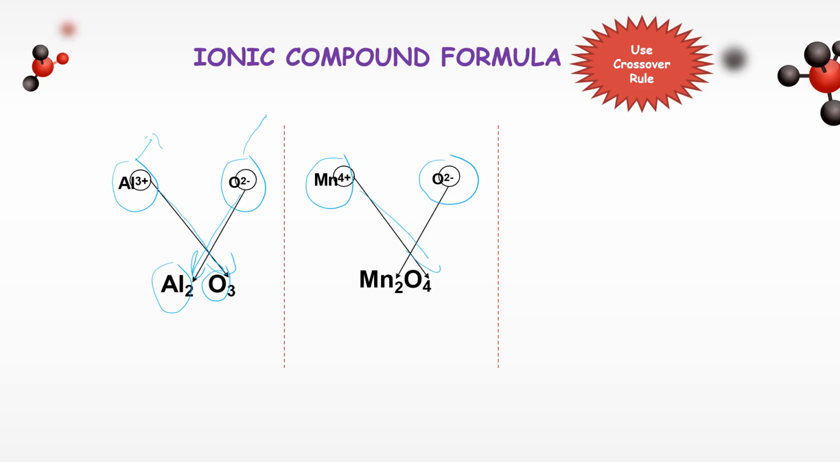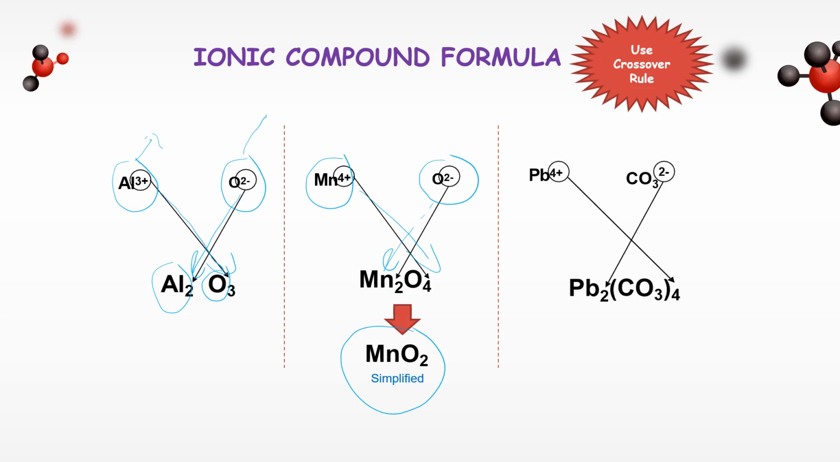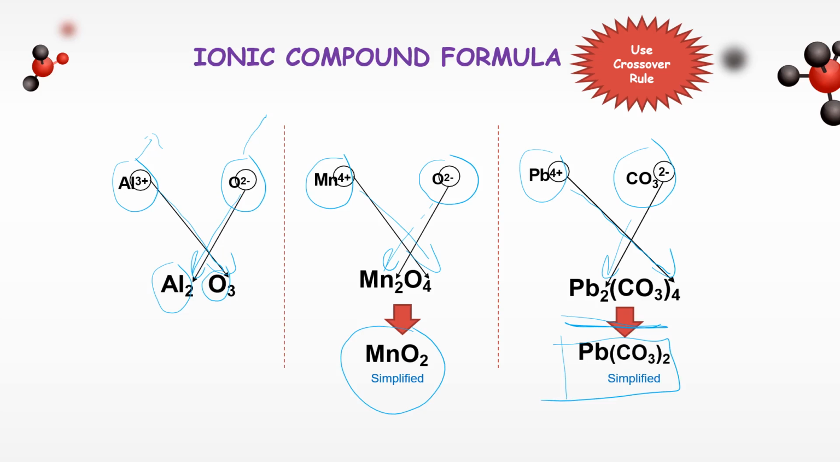So we do the crisscross and we get the formula here, Mn2O4, but we can simplify this formula into this, which is more preferable. Okay, and another example here, we have Pb4+ and CO3 2-, metal and non-metal respectively. So we put the charge of CO3 2- on Pb, and we put the charge of Pb4+ to CO3. So we get the ionic compound formula here. We can also simplify this into this one. This is the more preferred compound formula.